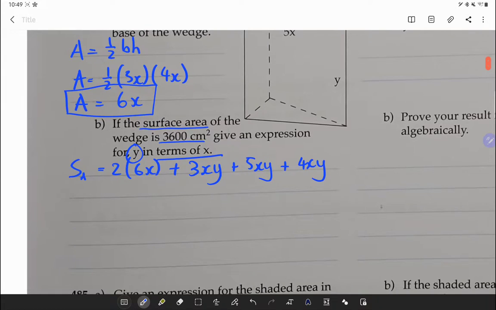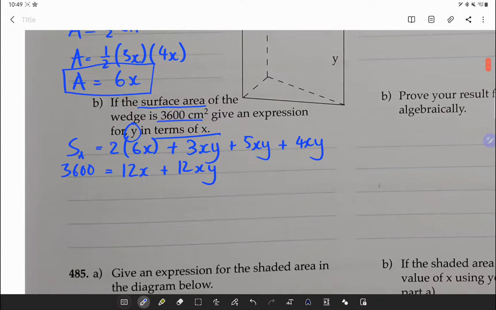And we also know that surface area is 3,600. And I'm just going to simplify this whole line because we can add them together, can't we? So that's 12x² plus 3 plus 5 plus 4. It's 12xy. Cool. Now remember, we want to make an equation that's y equals something. We want to make an expression for y. So we want to isolate. We want to leave everything out except for the y.